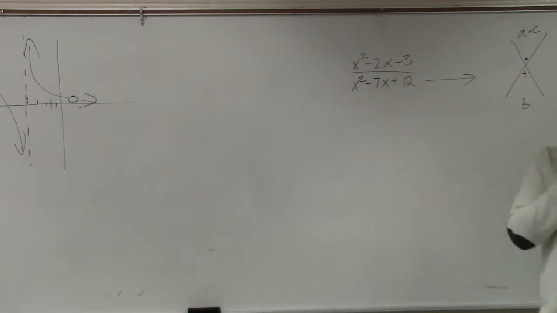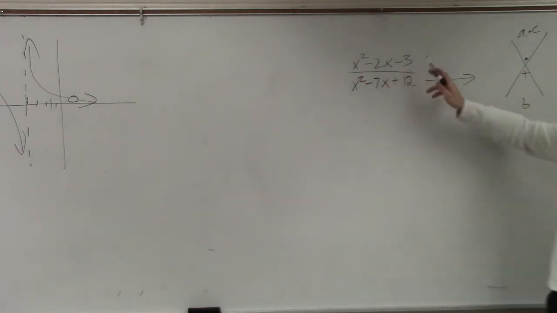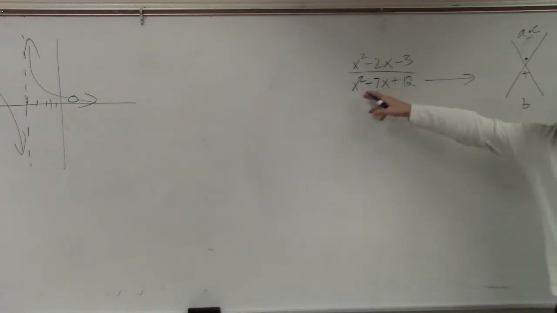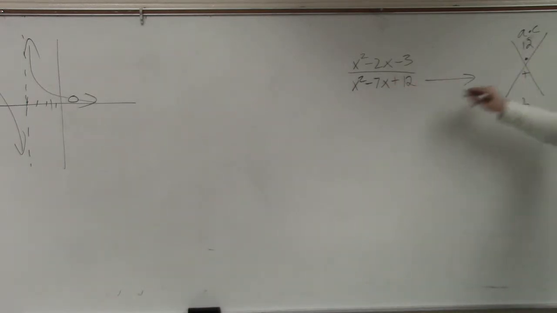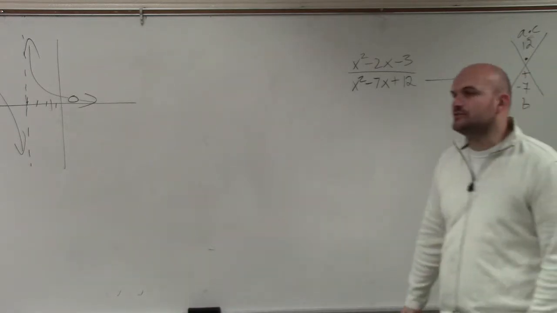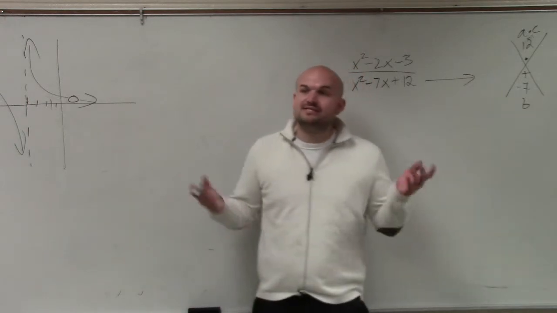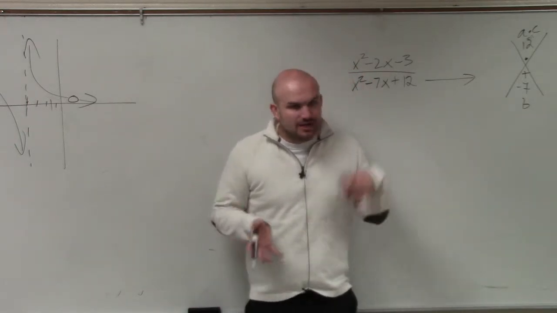Okay? Now in this case, a times c, my a is 1, my c was -3. Oh, sorry. I'm doing the bottom one. My a times c is 1 times 12, which is 12. And then my b is -7. So what I'm trying to do is identify what two numbers multiply to give me positive 12 and add to give me -7. Now since they're adding to give me a negative number, I know that both my factors have to be negative.